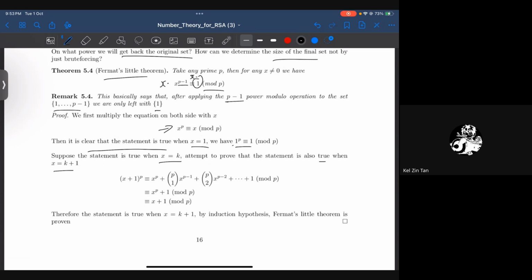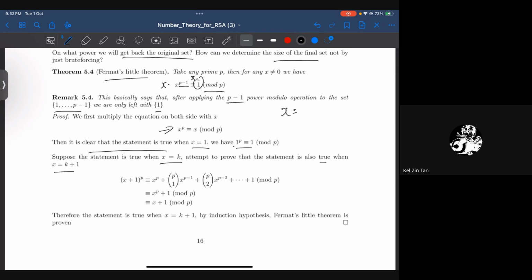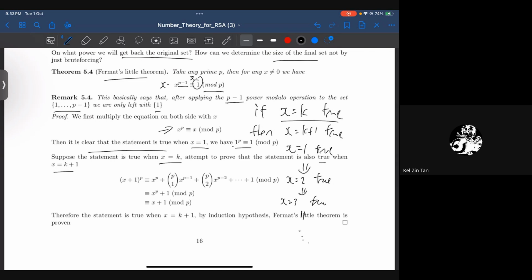So we don't look at how the proof works out first. But if x equals k is true, then if I can use this statement to prove that this is true, because we proved that x equals 1 is true already, then this can imply that x equals 2 is true, and it can imply that x equals 3 is true, and so on, until however large a number that you want. So that's how mathematical induction works: you assume that the previous case k is true, and then you try to prove that k plus 1 is true.